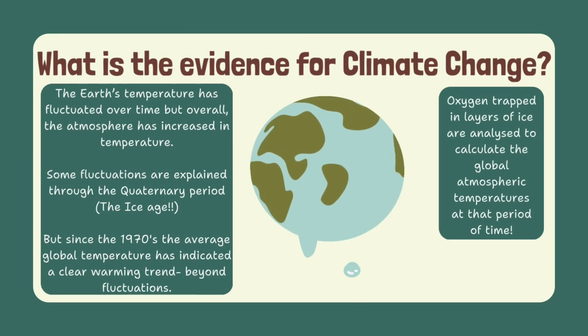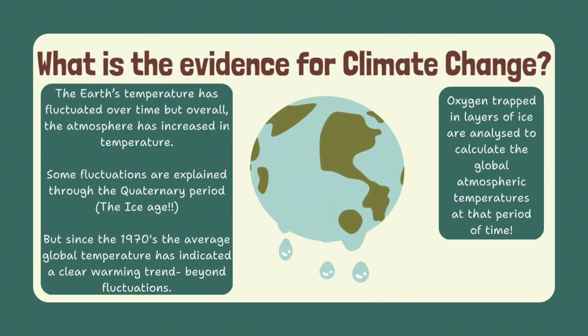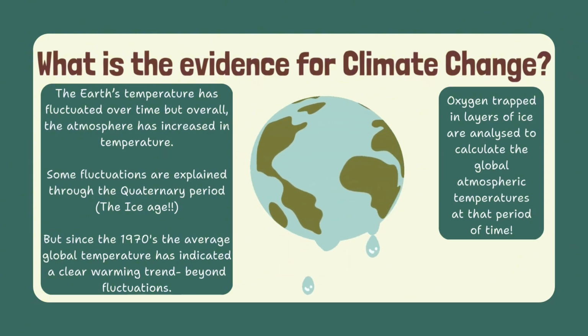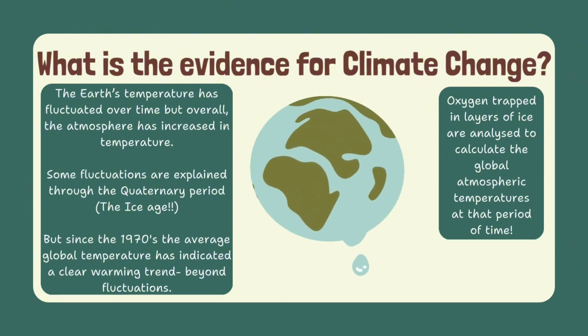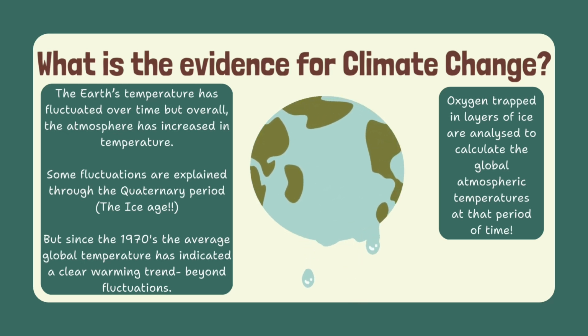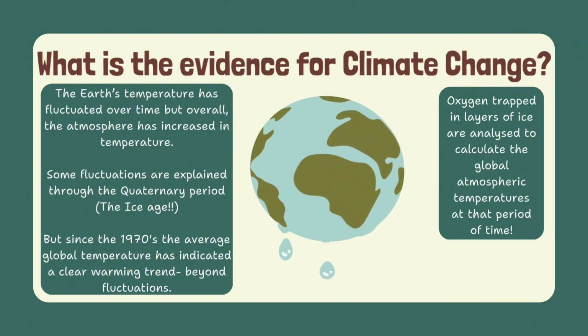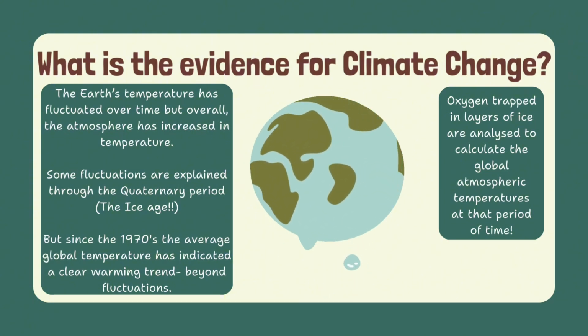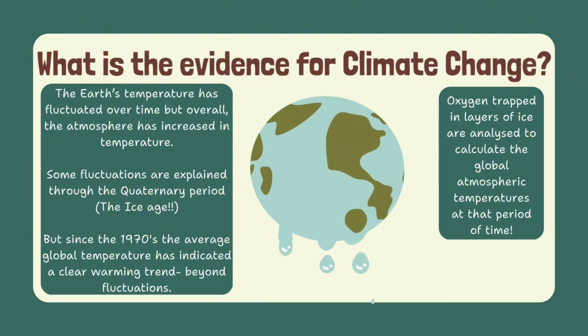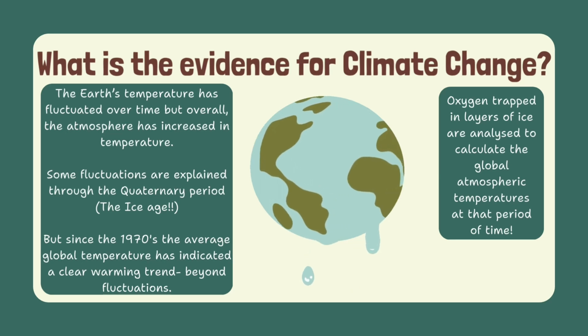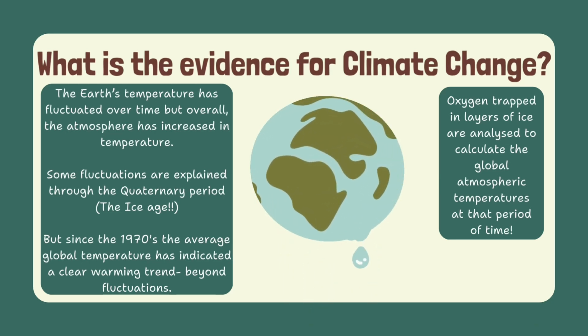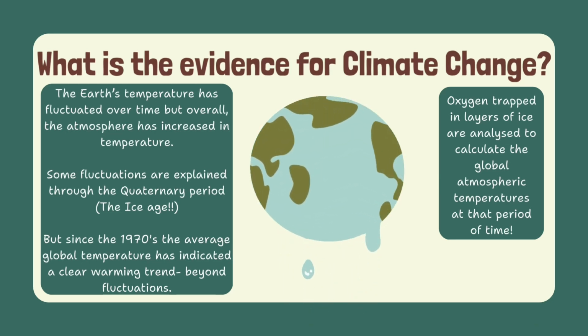What is the evidence for climate change? Well, the Earth's temperature has fluctuated over time, but overall, the atmosphere has been increasing in temperature. Some fluctuations are explained through the Quaternary period, the Ice Age, but since the 1970s, the average global temperature has indicated a clear warming trend beyond fluctuations. We know what the temperature of the atmosphere used to be centuries ago due to oxygen trapped in layers of ice.